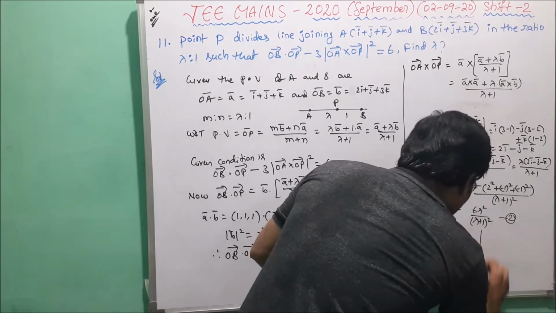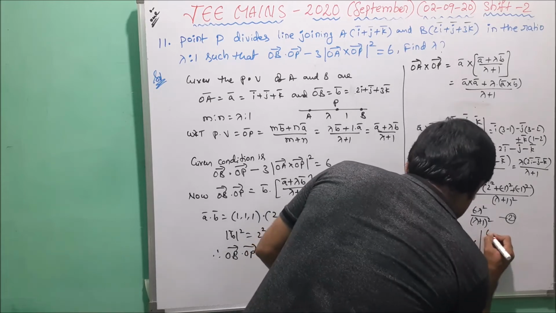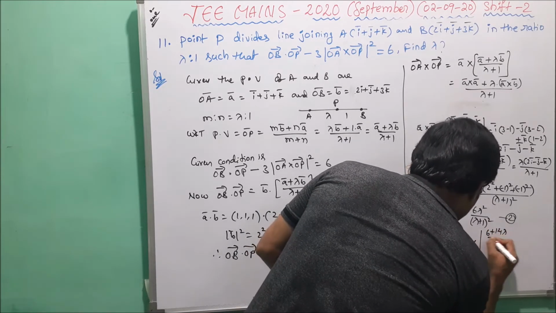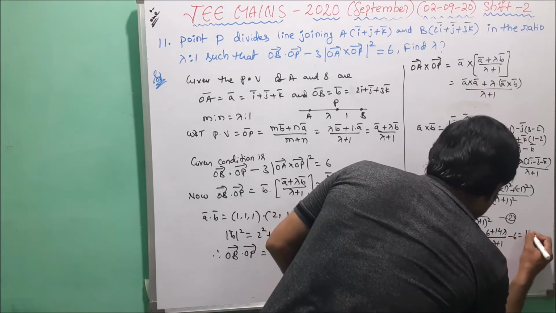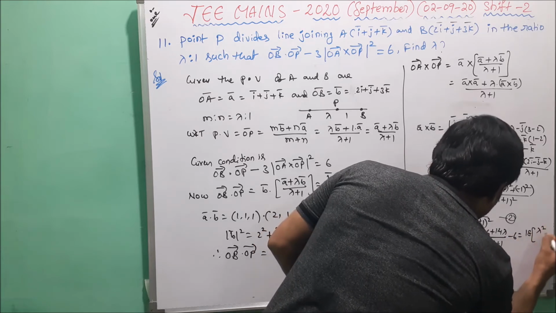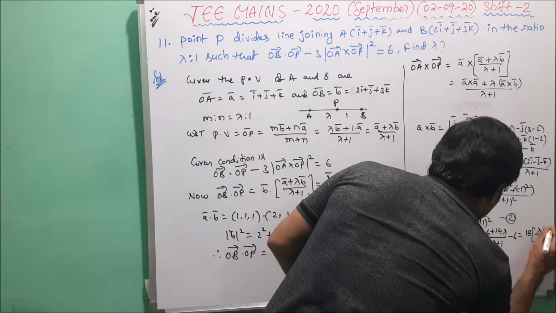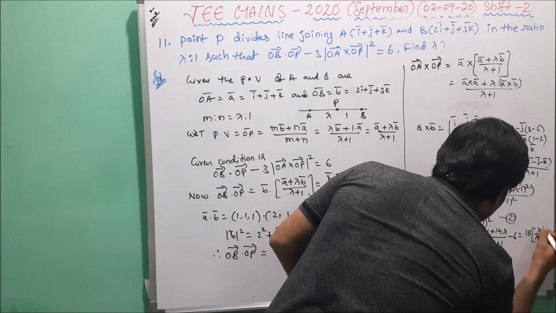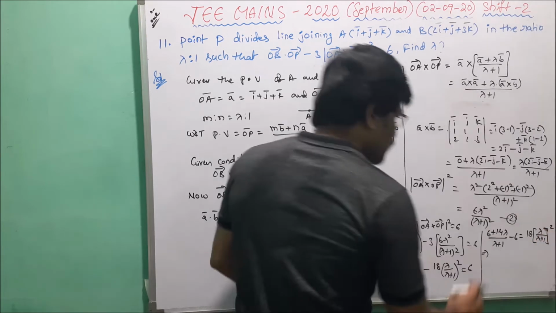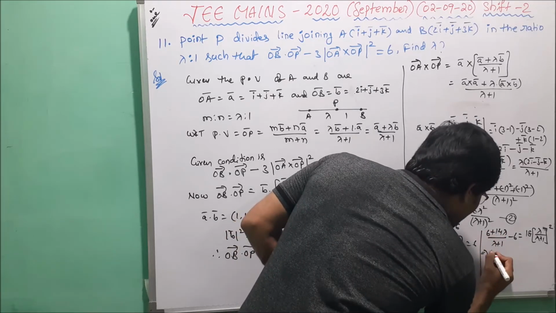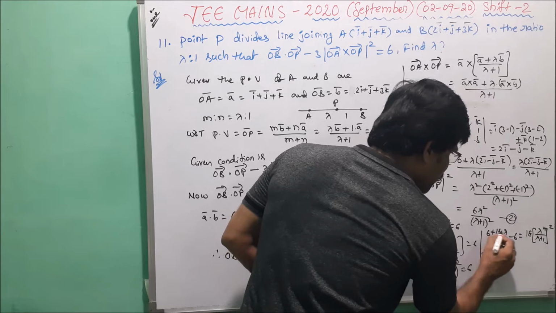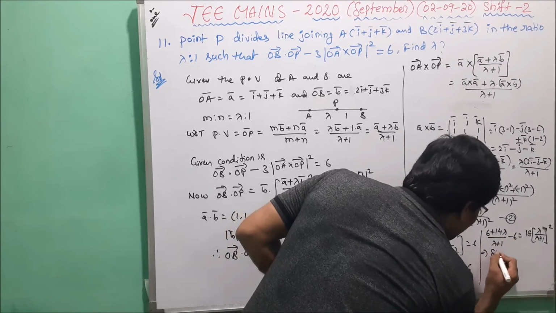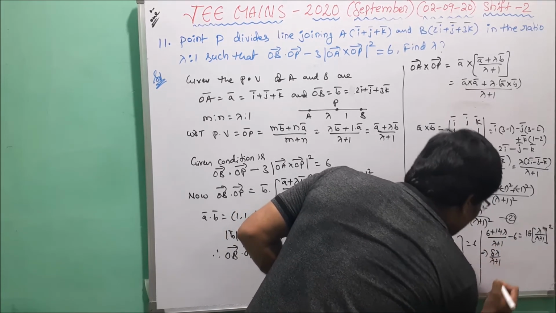Now here we write 6 plus 14 lambda by lambda plus 1 minus 6 equals 18 into lambda square by lambda plus 1 whole square. Now here it can be simplified: 6 minus 6 will be cancelled, and 14 lambda minus 6 lambda is 8 lambda by lambda plus 1.